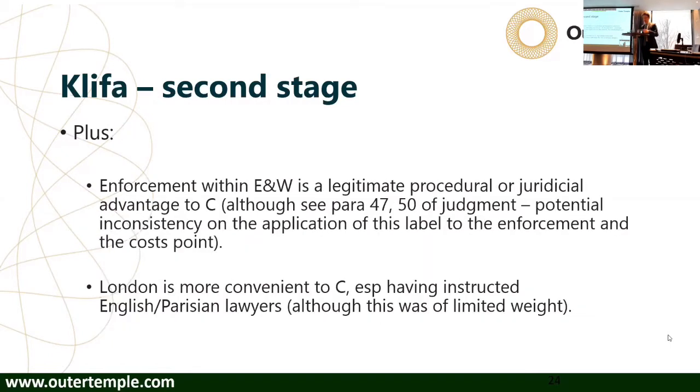Thanks. And I've already mentioned that the enforcement is a factor that potentially goes to the first stage, but it definitely goes to the second stage. And Master Dagnall found that it was a legitimate procedural or judicial advantage to the claimant. There's a little bit of confusion, I think, between some of the paragraphs of the judgment as to the labelling of this factor. It's clear that it's a factor that points against granting a stay. It's not totally clear in the analysis how Master Dagnall has categorised it and where it fits.